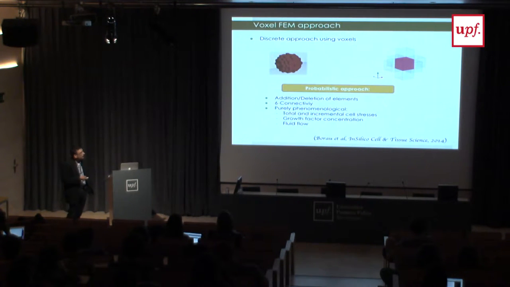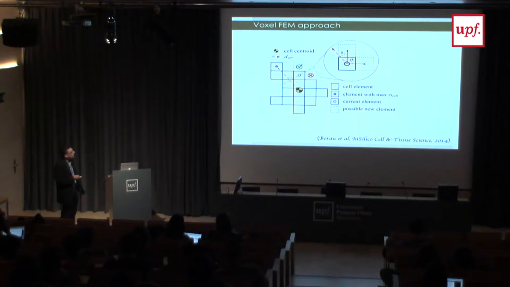And later what we did is a very simple model where we have the cell, a set of voxels. We have the nucleus of the cell, and later we add elements as a function of the mechanical or chemical stimulus that the cell is receiving. In this way, this model is purely phenomenological. So we have, for example, a section of the cell, we have the boundary, and we decide if the cell is going to grow or not, depending on the mechanical stimulus.